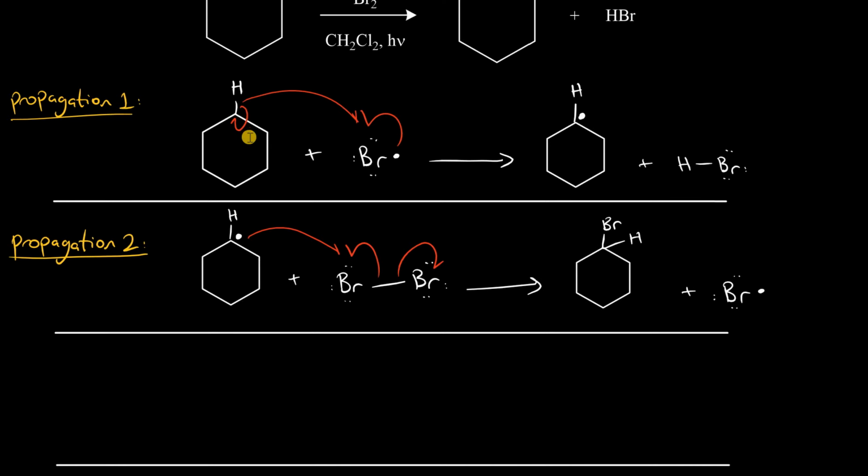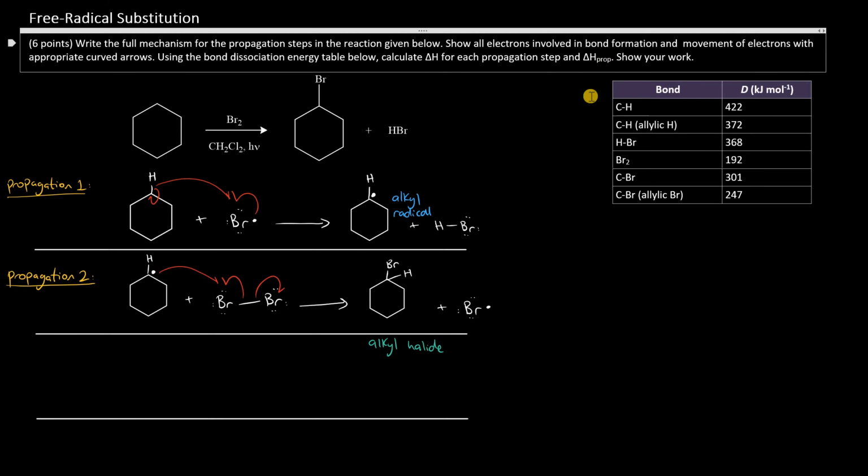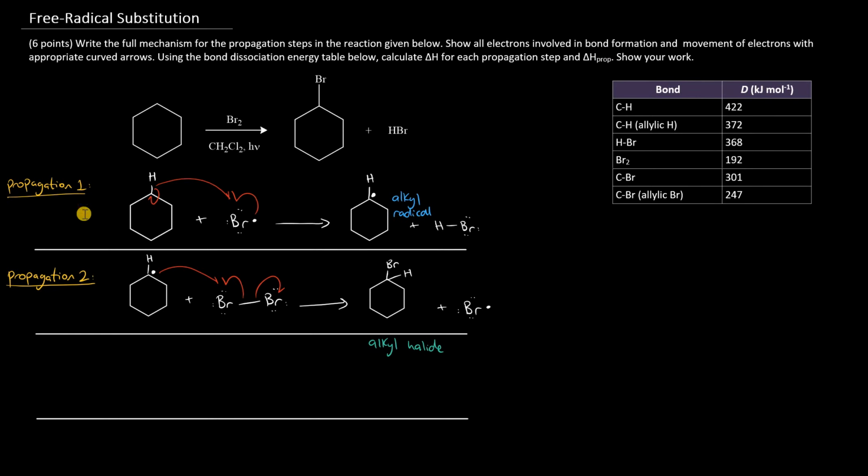We start with our starting material, which reacts with a bromine radical to form the alkyl radical. We then take that alkyl radical and react it with even more Br2, which undergoes homolytic bond cleavage and allows for the formation of the alkyl halide. So now we need to calculate delta H for propagation 1, propagation 2, sum those together to get delta H propagation, which is just the net result of propagation 1 and 2 enthalpies. To do that, we need to use the bond dissociation energy table.